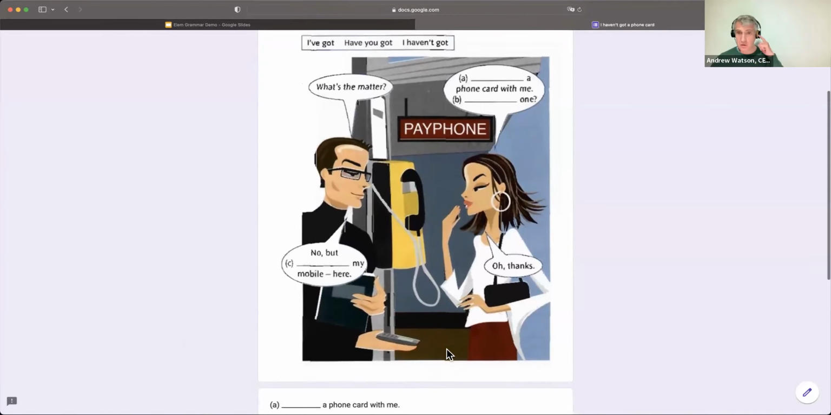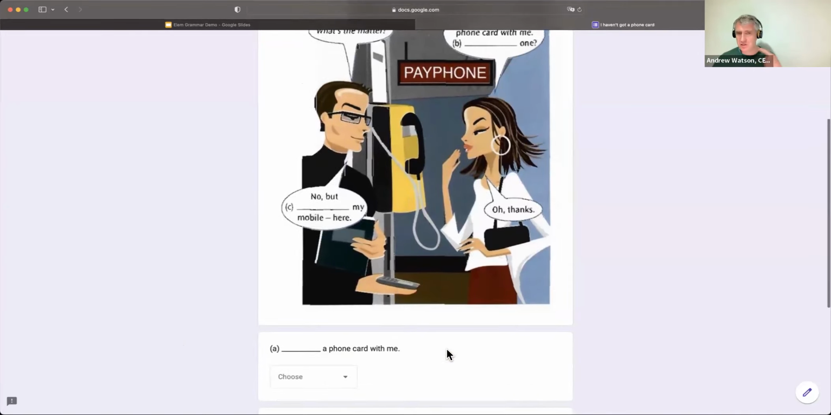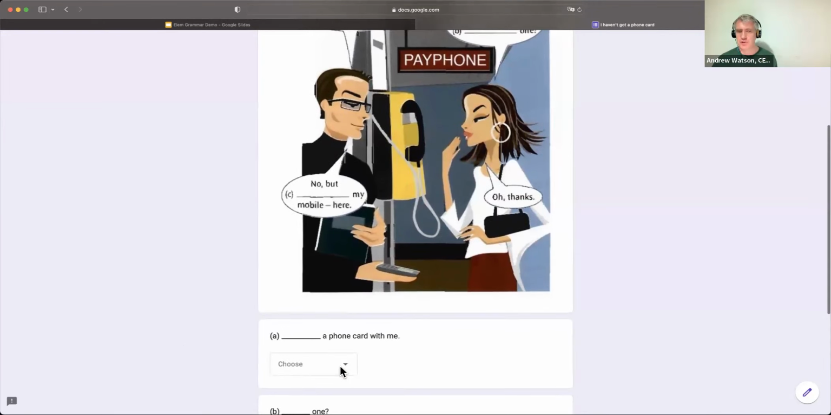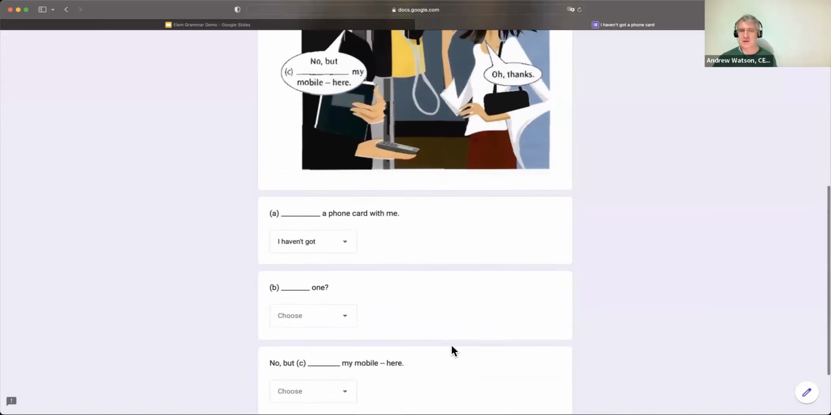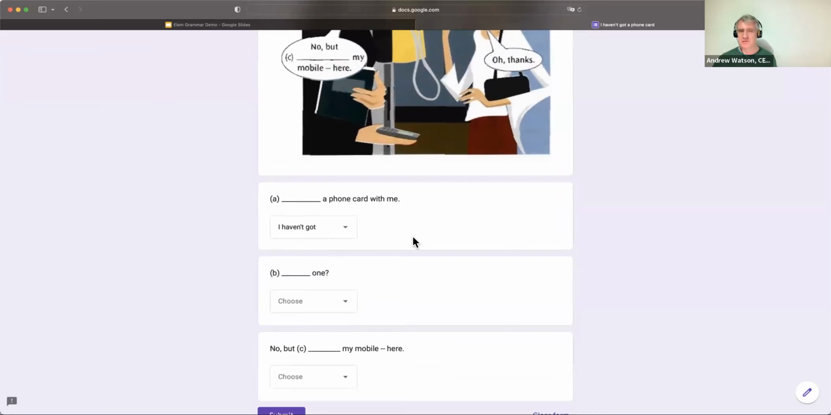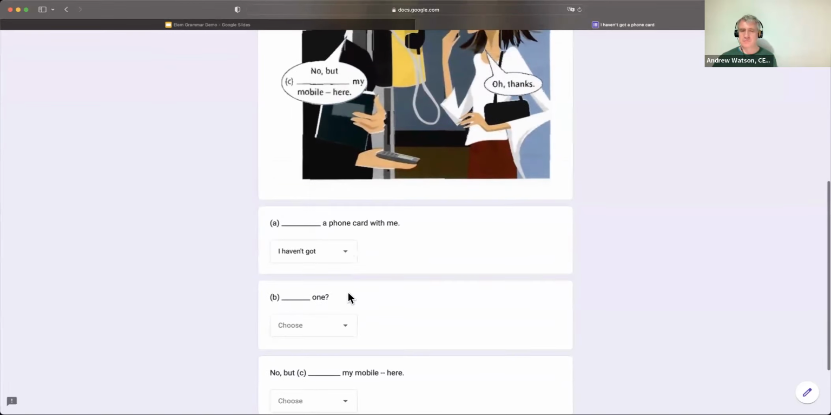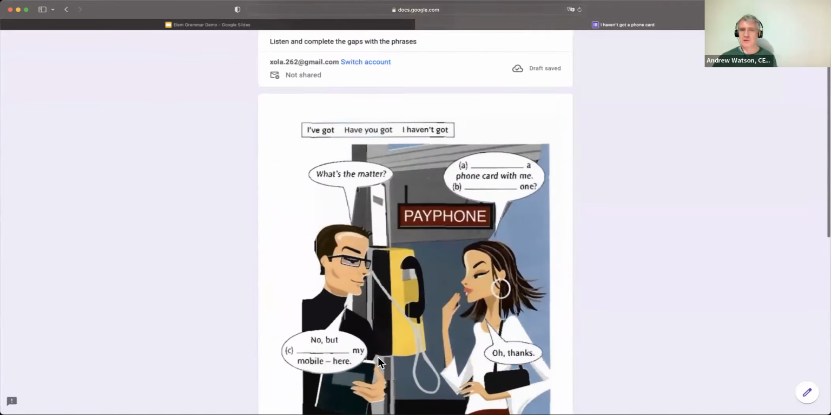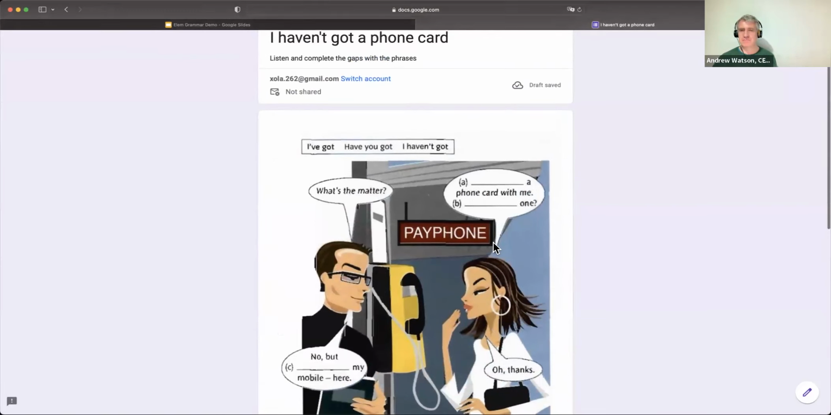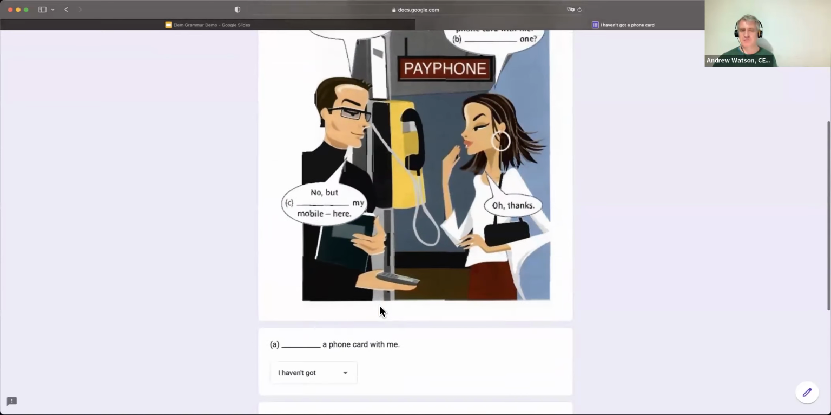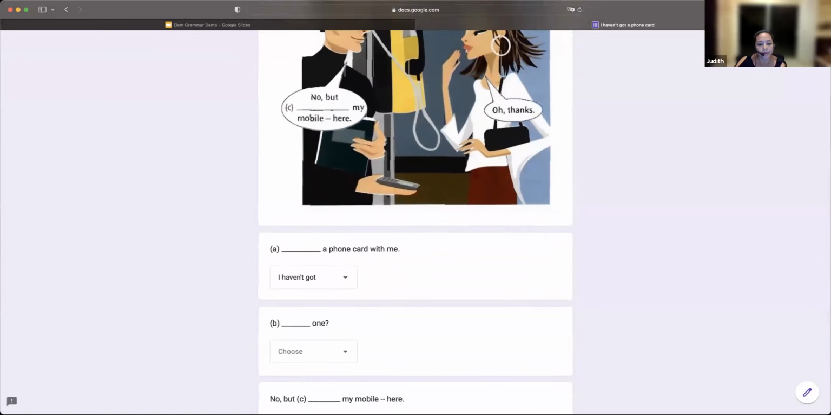So what we're going to do is listen to the conversation and you choose the right verb form. Is it I've got, have you got, or I haven't got, right? You've got to choose. There are three options, right? And if you look at the spaces here, those correspond.